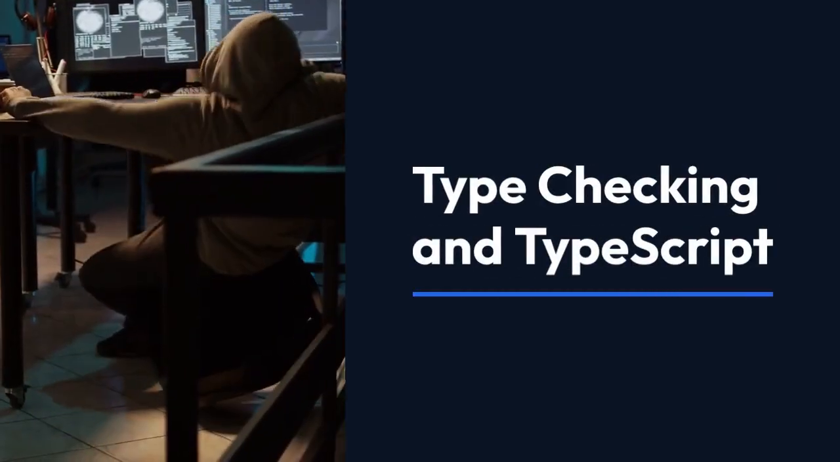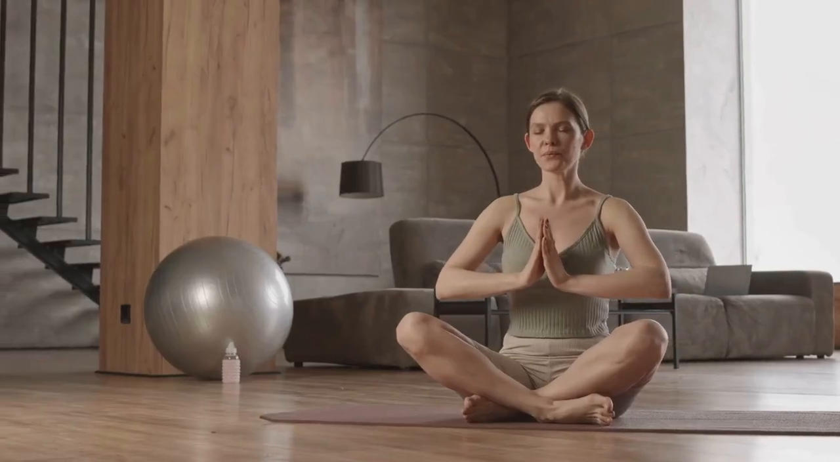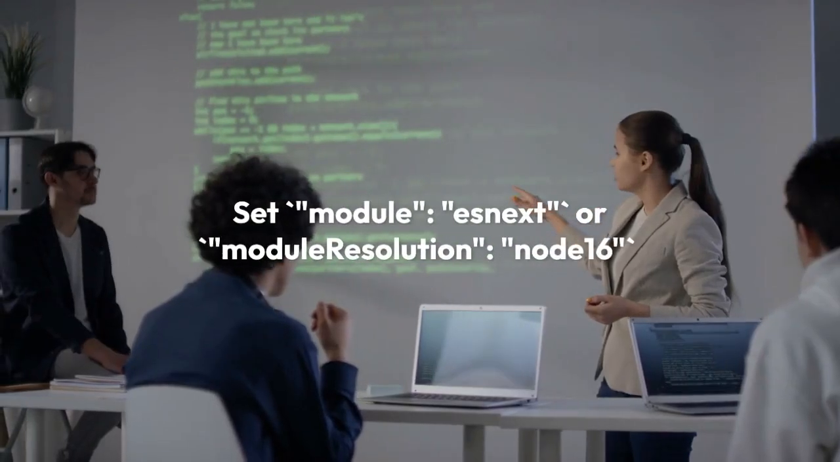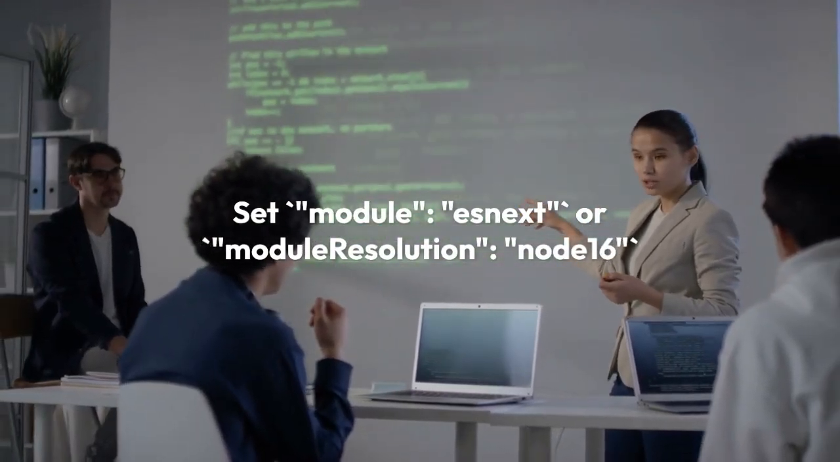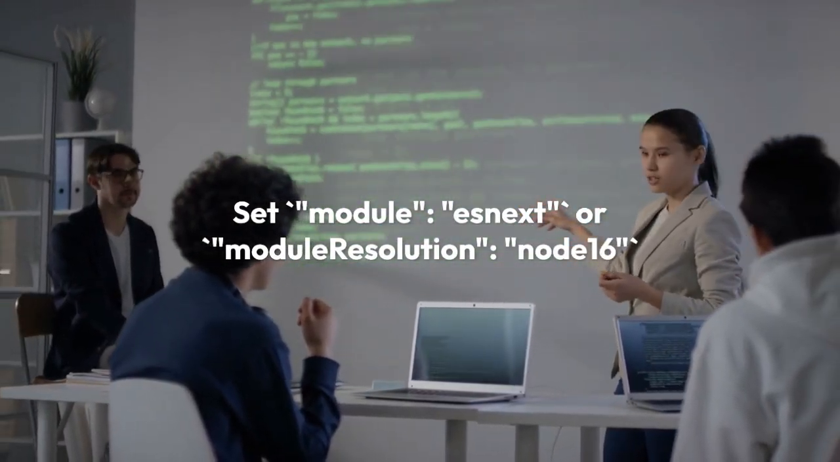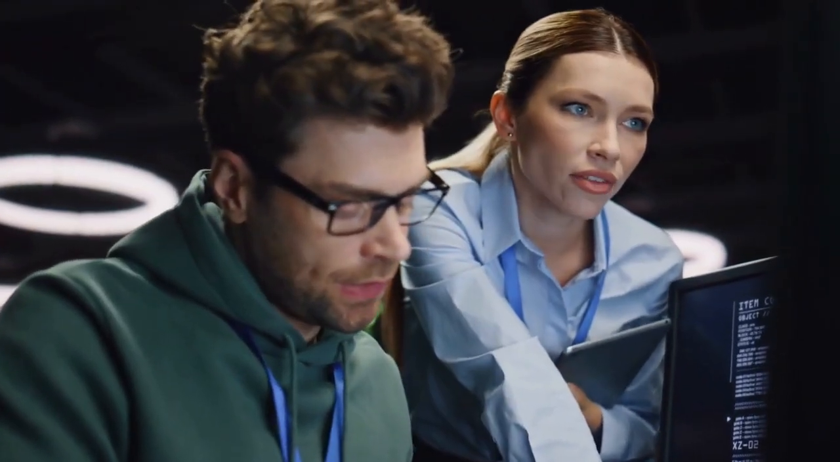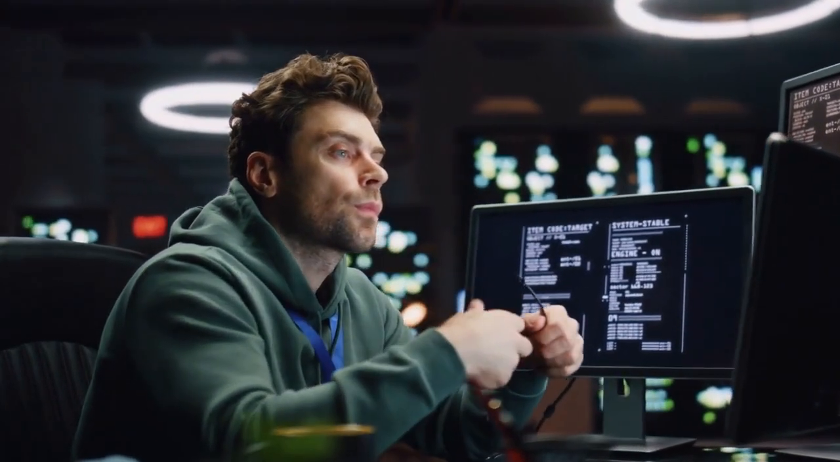3. Type checking in TypeScript. If you're using TypeScript, ensure your tsconfig.json is correctly configured. You'll likely need to set module to ESNext, or moduleResolution to Node16 or higher, depending on your Node version. This helps TypeScript compile your code into a format compatible with Jest and ES modules. Check your tsconfig.json for any conflicting settings related to the module system.